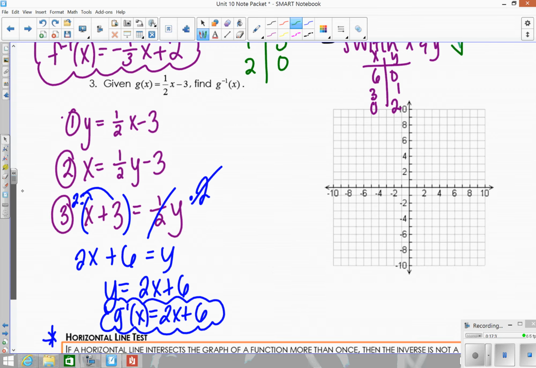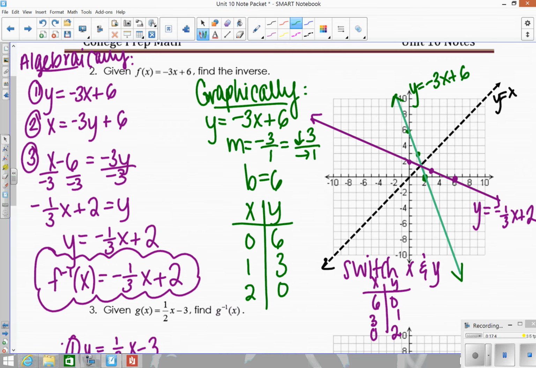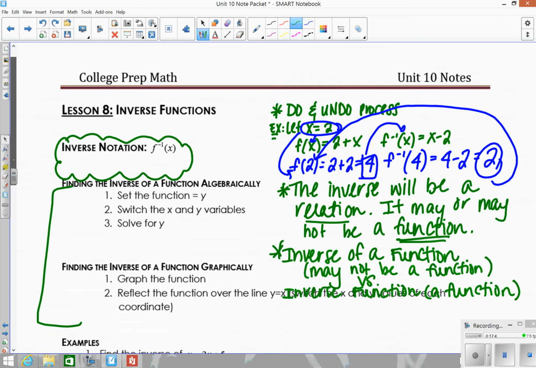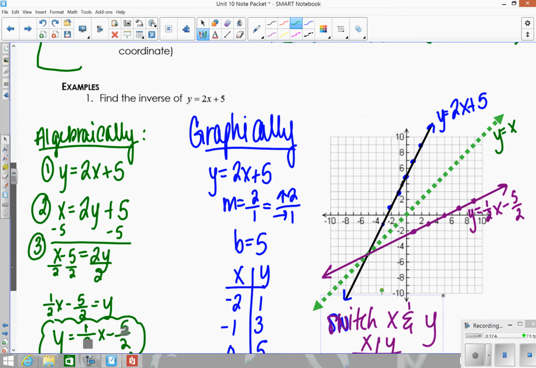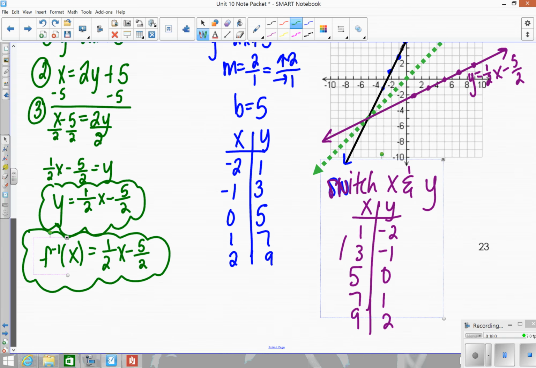So for all three of these examples we just did, we started with lines every time. And we know that we can always draw a horizontal line through a line in y equals mx plus b form, and it's going to pass only once. So those are going to be functions. The only time that this wouldn't work is if you started with a horizontal line. If you started with y equals some number, then the inverse of that wouldn't be a function because it would be a vertical line.